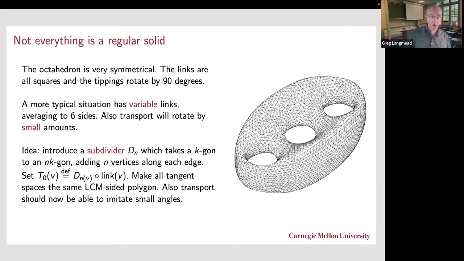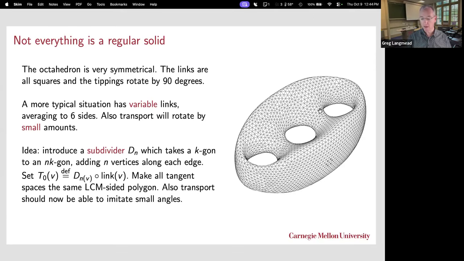One of the concerns that I have, that you might have, is that the octahedron is so highly symmetrical that we might have accidentally made too many grandiose claims about what was going on. First of all, in the octahedron, all of its links are squares. They all have the same number of vertices. And those tipping rotations happened to be 90-degree rotations that were perfect for snapping one vertex along a square.